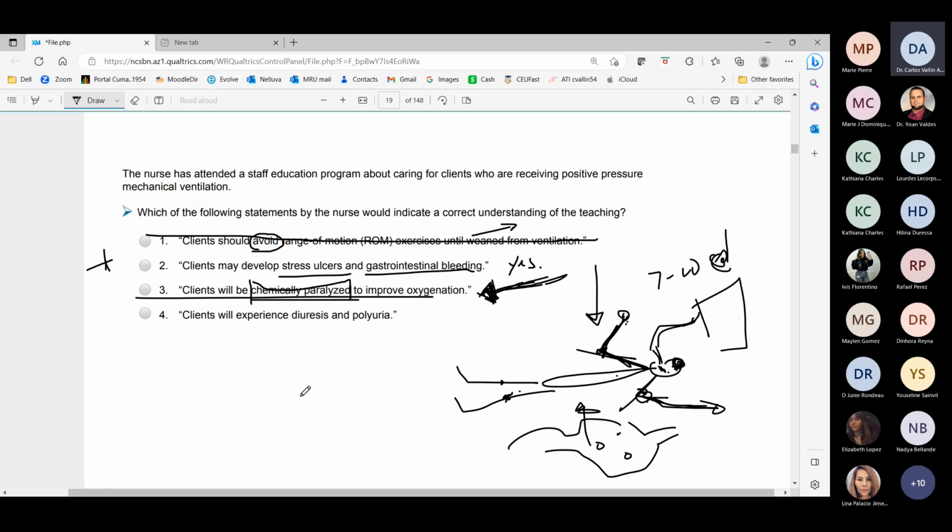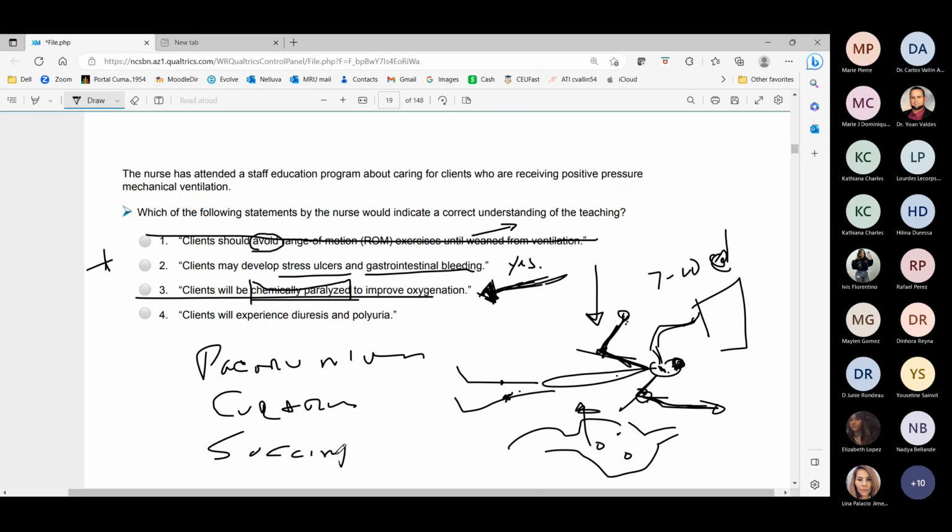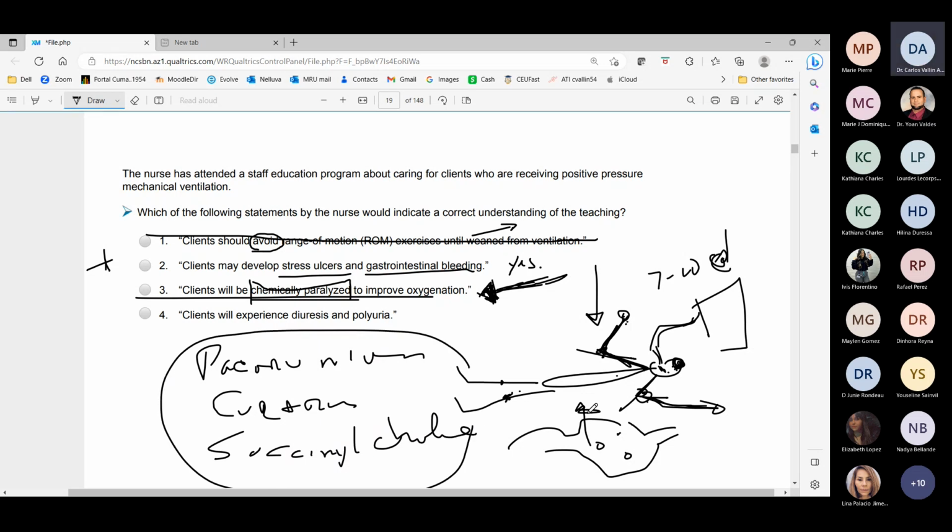Those medications, pancuronium, the curare, the tubocurarine, and the succinylcholine, paralyze the person, but the person is totally awake. So the anesthesiologist also needs to put the patient to sleep, and the patient needs to be, of course, always intubated and connected to a ventilator.